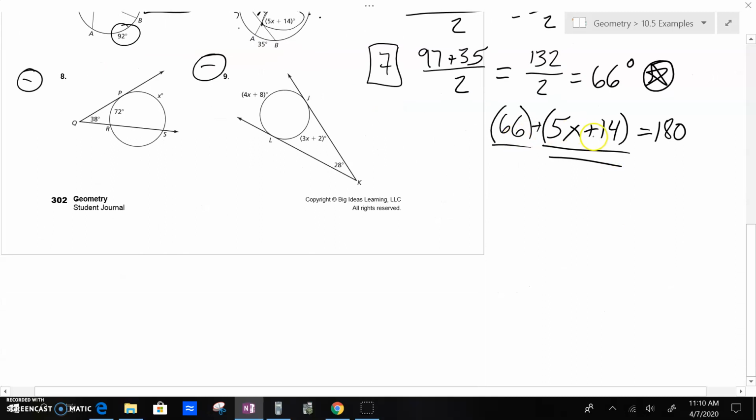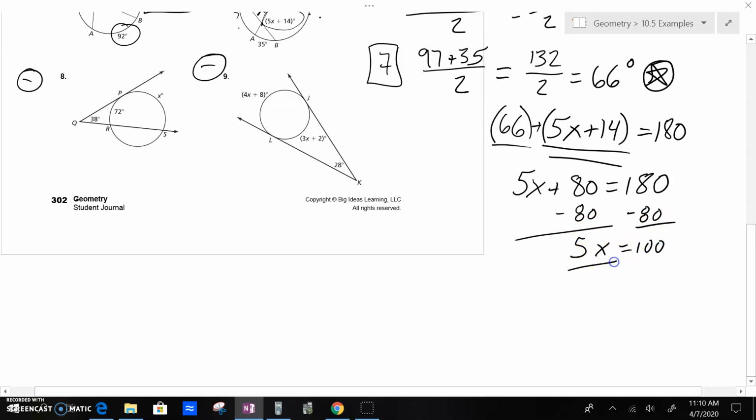So if we add the 66 and the 5x plus 14, that's going to be 5x plus 80 equals 180. Subtract the 80 from both sides, and I guess I'll show that. So subtracting the 80 from both sides. And then I've got 5x equals 100. I'm going to divide both sides by 5, and x is 20.